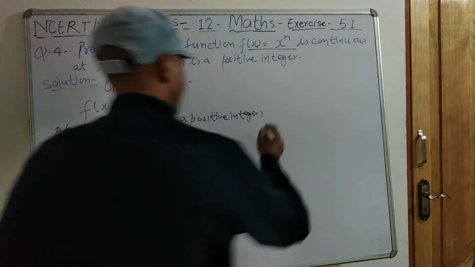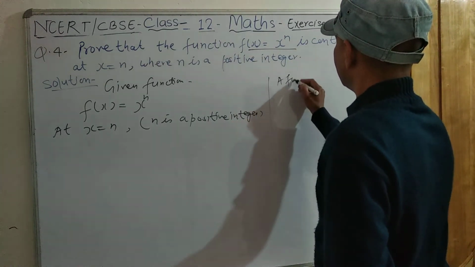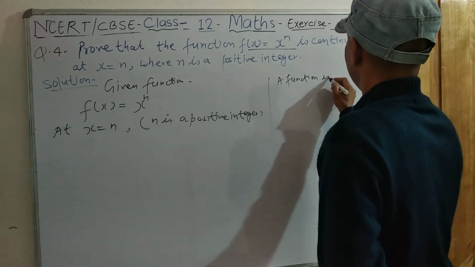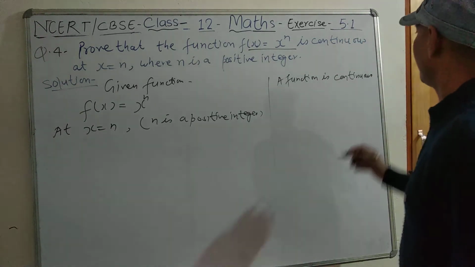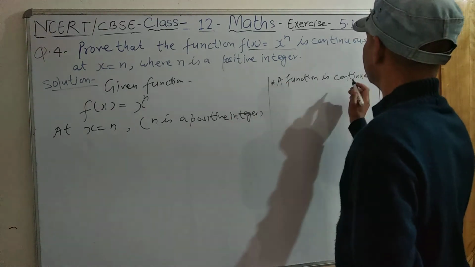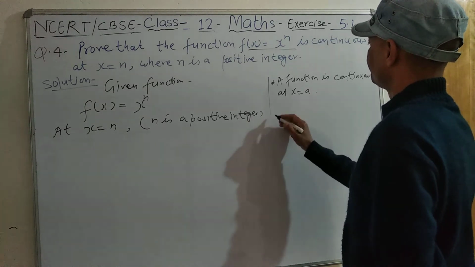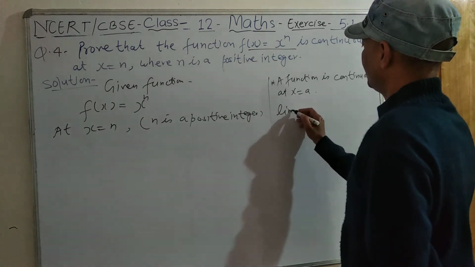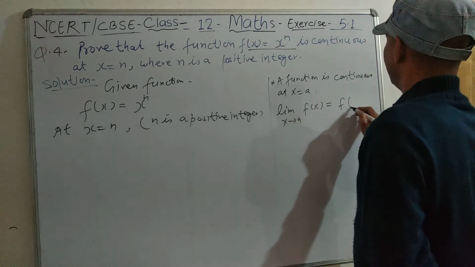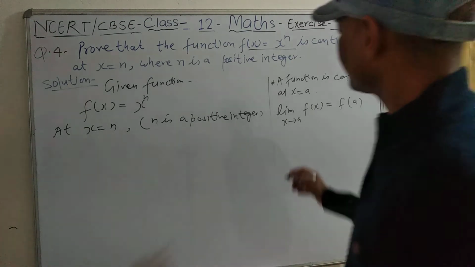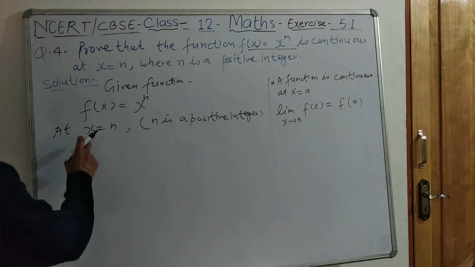So the main thing of our limit is that a function is continuous. Be careful about this, it is very important. Always we check this: the function is continuous at point x is equal to a if limit x tends to a, f of x is equal to f of a. So we use this limiting function f of x. So here x is equal to n.